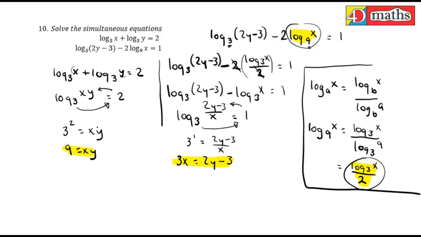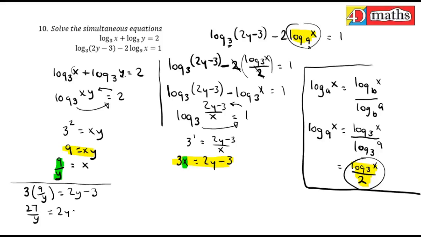Okay, so there's a number of ways to do it. I'm going to try and look at the easiest way to do it. I'm going to call x equals 9 over y. What I'm going to do is replace 9 over y in here where x is. So in this equation here, this 9 over y is going to go in replacing that x there. Okay, so writing it out, I get 3 times 9 over y equals 2y minus 3. Multiply that out, 27 over y equals 2y minus 3.